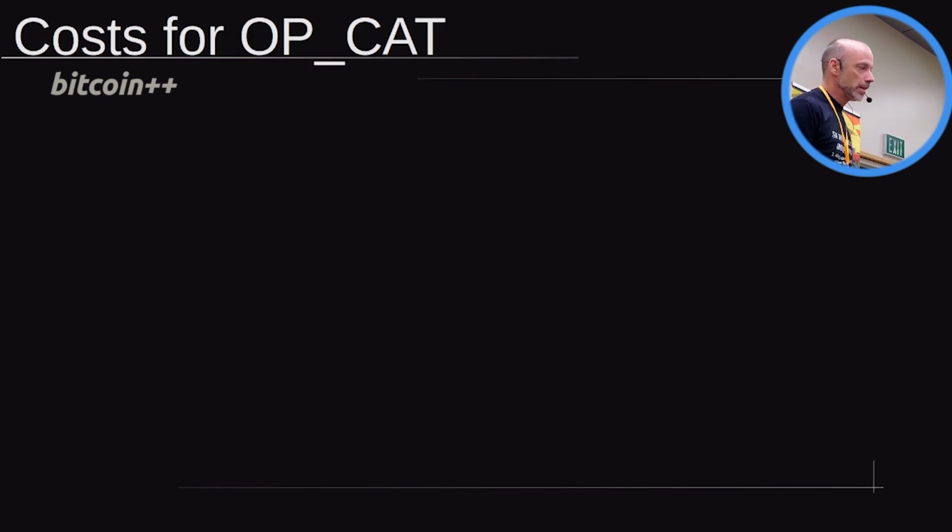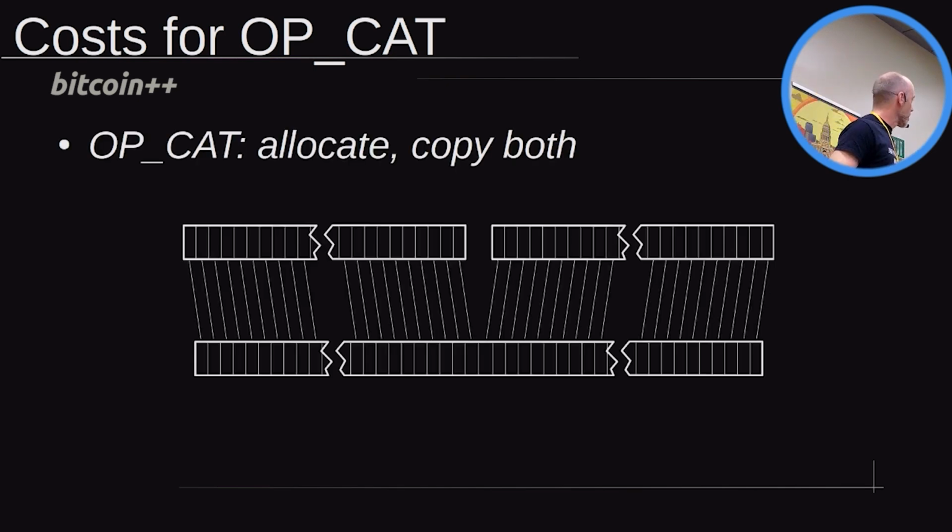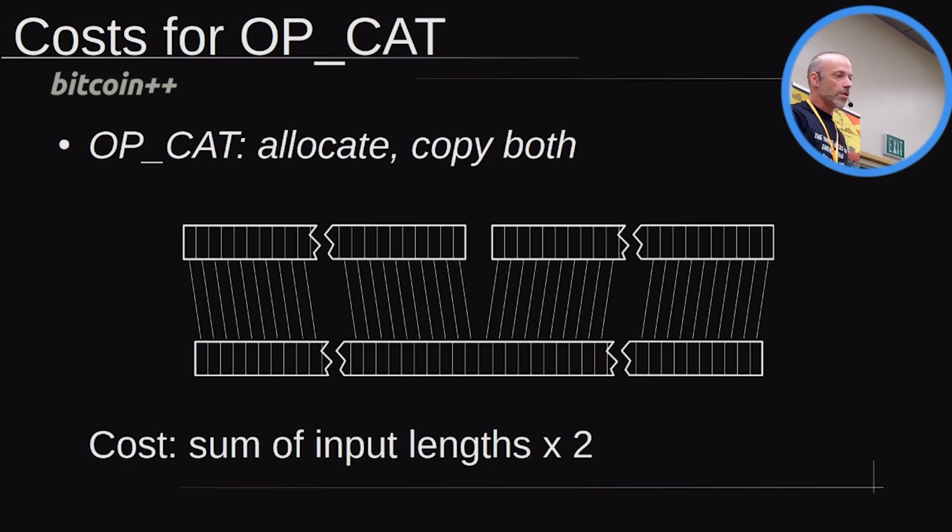Okay, cool. Now Upcat itself, remember where we started with me getting upset about Upcat being limited? Well, let's look at it. If it simply allocates a new vector and copies them both in, it looks like this. The cost is obviously copying both of them, twice the input length sum. But that is not how you implement Opcat, right?